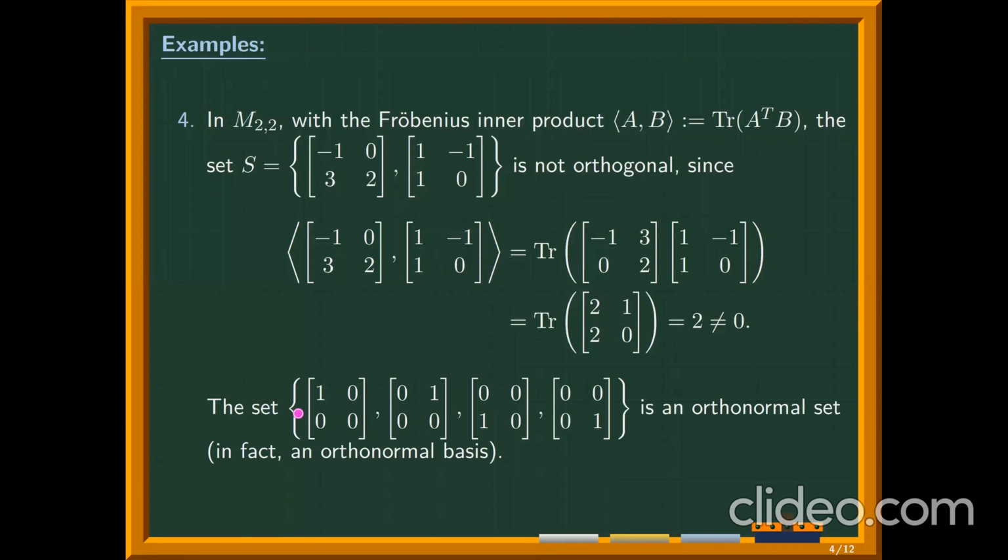But note that the set containing these four vectors is an orthonormal set in M22 with respect to the Frobenius inner product. So I leave this as an exercise. And in fact, because this is an orthonormal set and it's a basis for M22, then it is an orthonormal basis for M22.